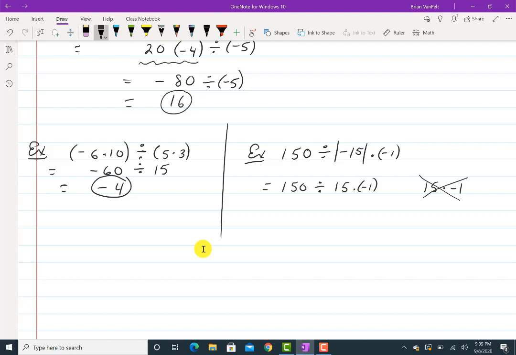I am going to go from left to right. That means I'm going to do this part first. 150 divided by 15 is 10. And then finally, 10 times negative 1 is negative 10.